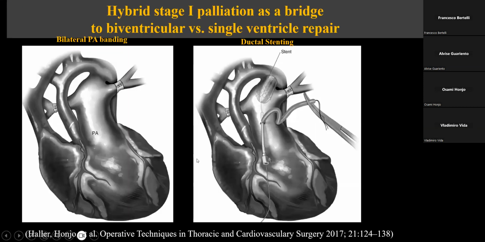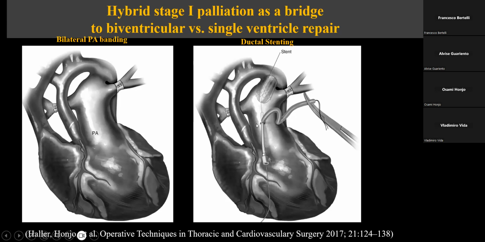So hybrid stage 1, as you know, we use typically a 3.5 millimeter Gore-Tex shunt, just cut it in so 2 to 3 millimeter width, and then ductal stenting. So we do this as a primary procedure if we know that we're going to stay for a while, or we do it in a staged manner.